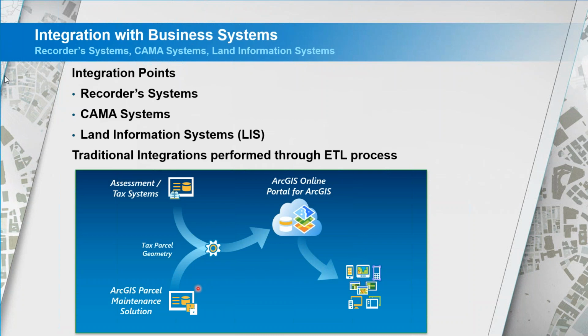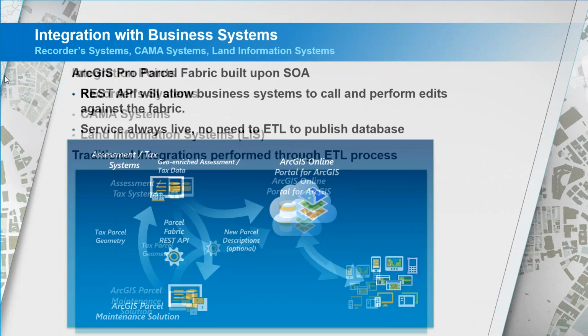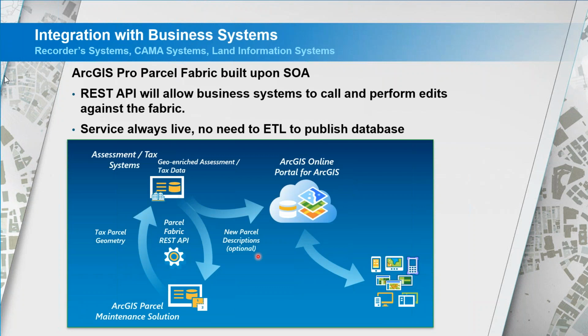The problem with that is it was only as good as our last export. So any changes that were done in the assessment system or in our parcels weren't reflected until we actually performed that export again. So with the Pro Parcel Fabric, this is built upon the SOA, or service-oriented architecture. And so what this allows us to do is really allows us to start bringing in the integration with these other business systems. And we would do this through the REST API.